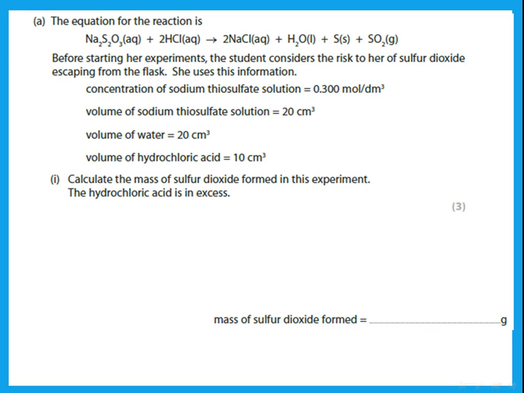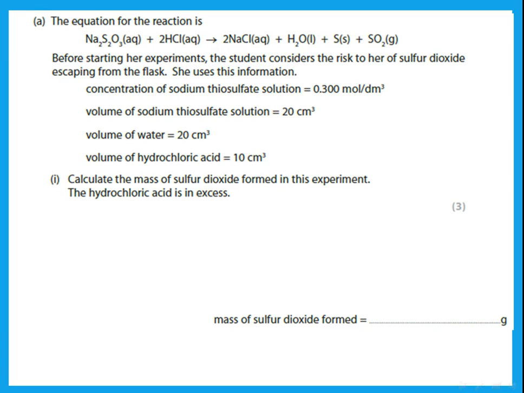Before starting her experiments, the student considers the risk to her of sulfur dioxide escaping from the flask. She uses this information. Concentration of sodium thiosulfate is this, volume of sodium thiosulfate is this, volume of water, and volume of acid. Now, calculate the mass of sulfur dioxide formed in this experiment. How do we calculate the mass of sulfur dioxide formed?